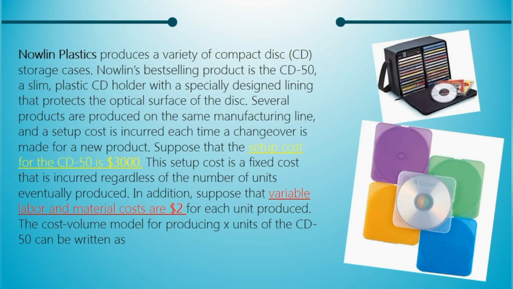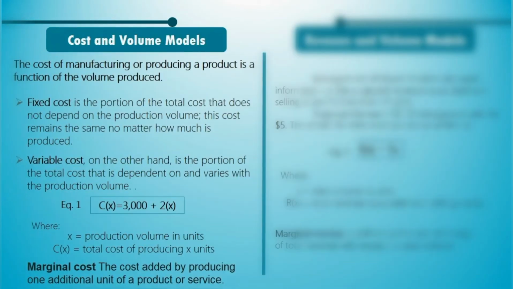It is stated here that the setup cost of $3,000 is the fixed cost that is incurred regardless of the number of units eventually produced. So, we can directly infer that our marginal cost is the $2 because it is what we are going to add in every unit produced to create the cost and volume model. So, C, or the cost, equals 3,000 plus $2, which is the marginal cost, times X, where X is our production volume in units.